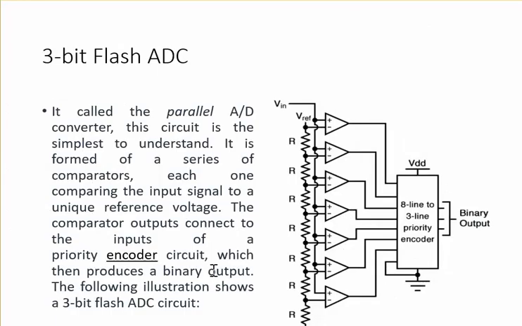This is an example of a 3-bit A to D converter, a flash type. As I have told already, for a 3-bit flash type A to D converter, we require 2 power 3 minus 1, which is 8 minus 1, so 7 comparators are there in the circuit. This flash ADC is also called a parallel A to D converter, and it has an encoder circuit with it, which is responsible for producing the binary output.